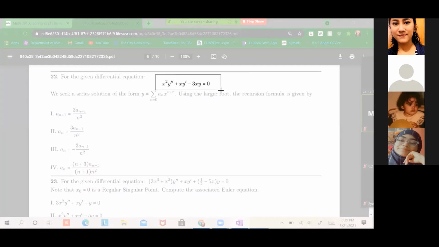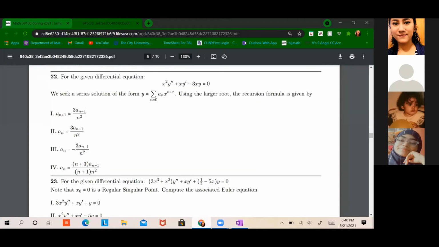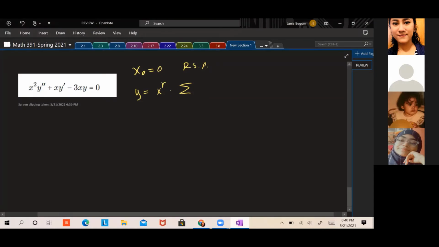So here is 22. We know that x naught equals 0 is a regular singular point, which means our solution form is going to be x to the r times the power series, which is the sum. I'm going to ignore the indexing because we just want the recurrence. I believe that's what the question wants, using the larger root. Okay, so we have an x to the n, and then I can push this inside, combine like terms. That will be the sum of a_n x to the n plus r.